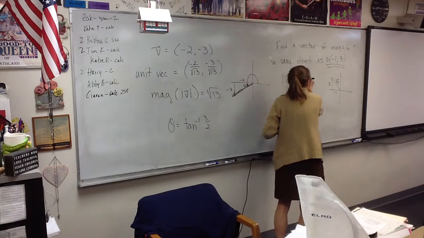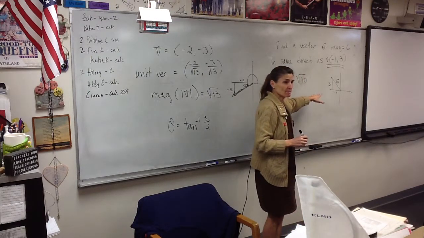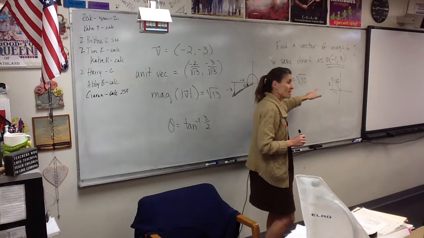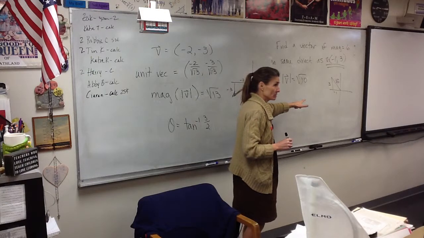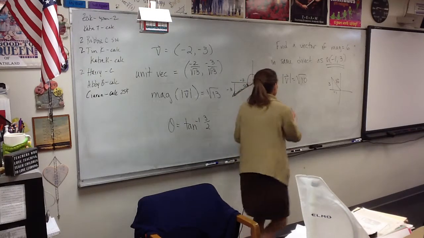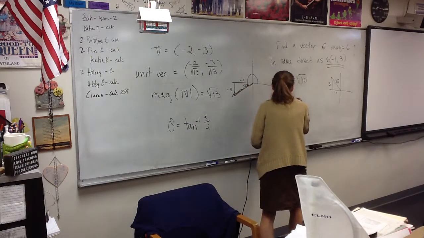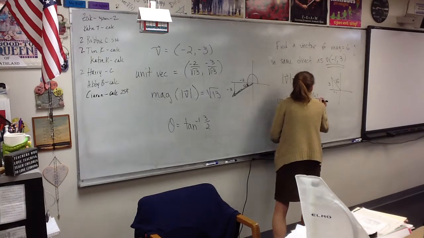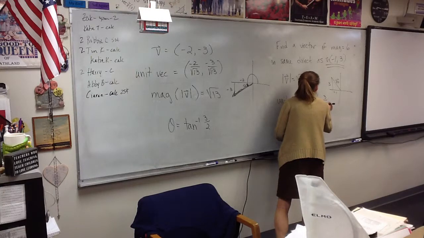Now, does everybody get root 10? That's huge. You have to be able to get that the length of that vector is root 10. Now, we want to make that a unit vector. So what would the unit vector be? We just talked about that. The unit vector would be -1 over root 10 and 3 over root 10.